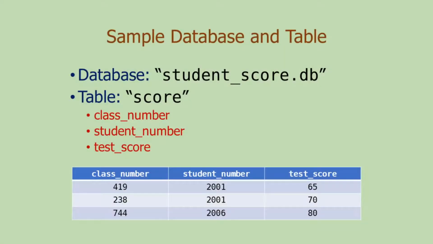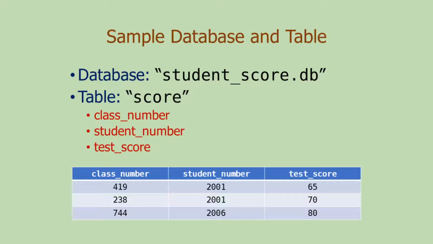In the rest of the video, I will be working on database studentscore.db. I will create a table named Score to keep track of the test score of students. The score table has 3 columns: class number, student number, and test score.